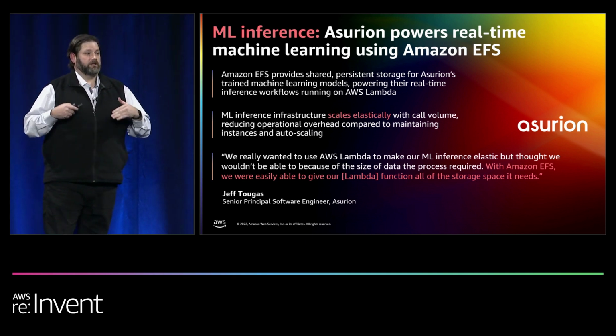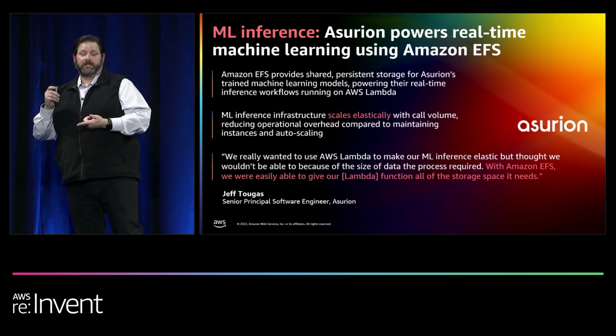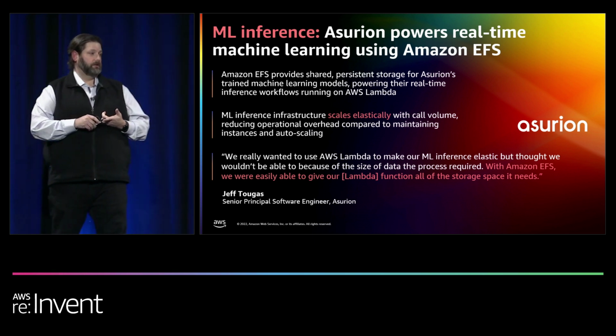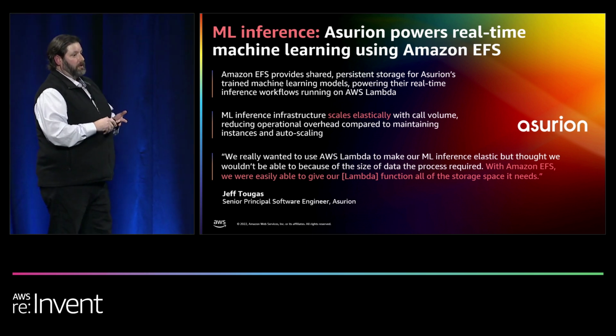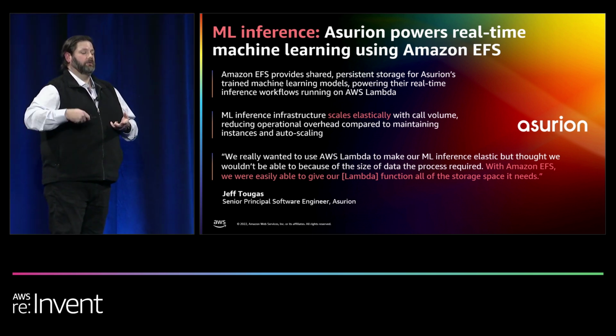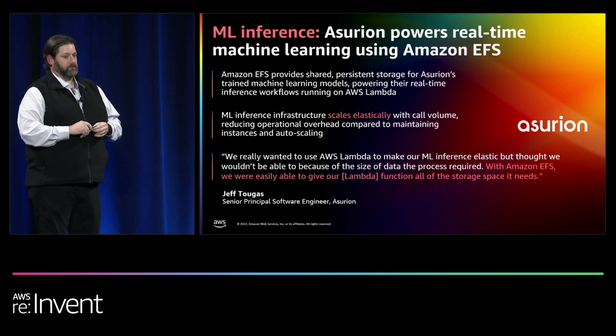By using EFS on the back end, we fixed both those problems. We gave them the high-performance storage. We also overcame the inherent limitation of the storage on the Lambda side of things, and we built them the pay-as-you-go model that they were looking for.